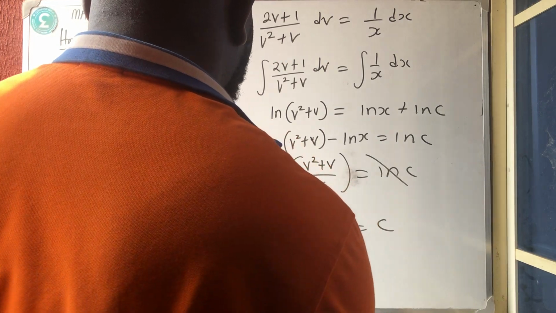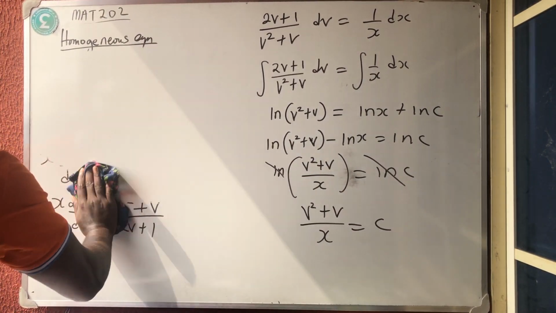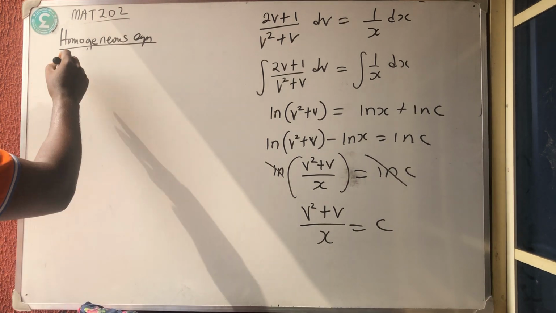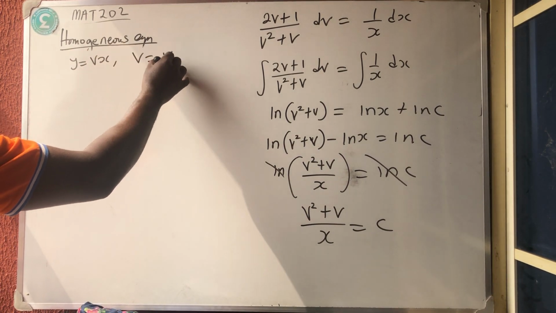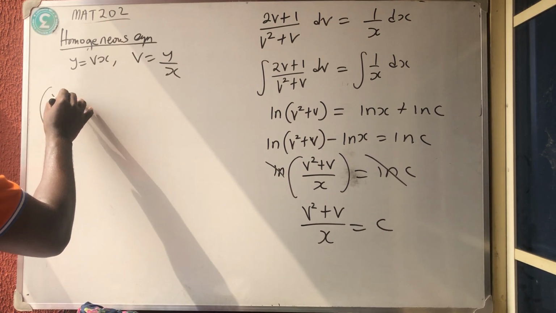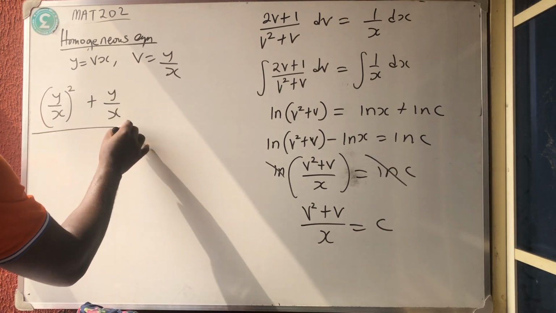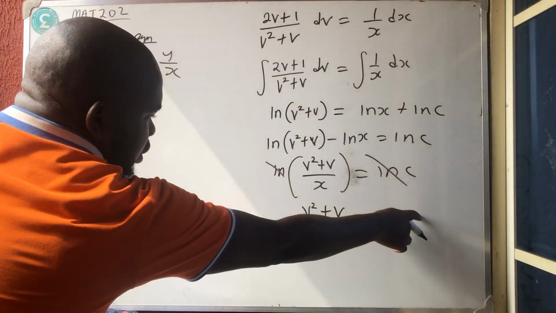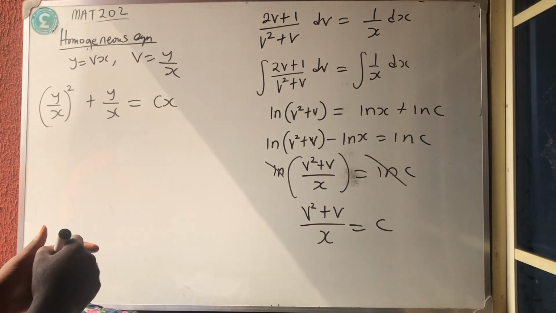So don't forget what your v is. Don't forget that there is a place you said y is equal to vx, which means that v is equal to y over x. So substitute (y over x) all squared plus y over x, all over x. In fact, this will cross over here to have that equal to cx. So that is that.